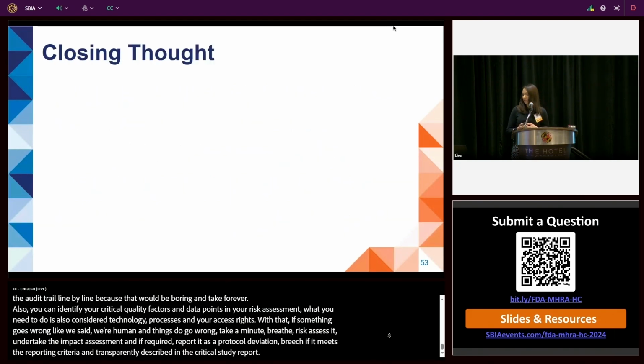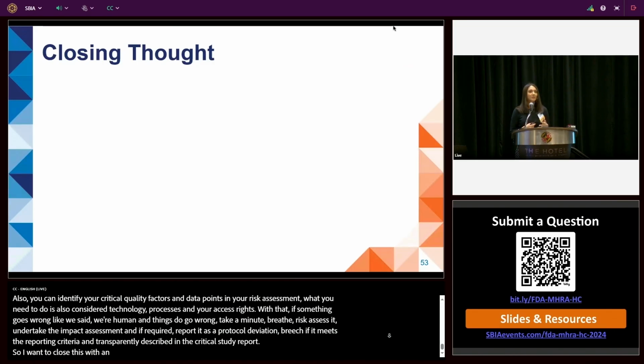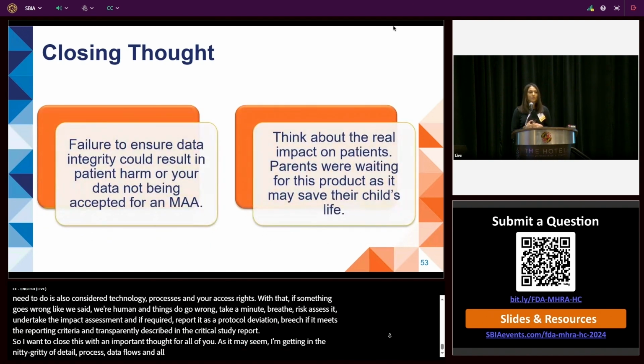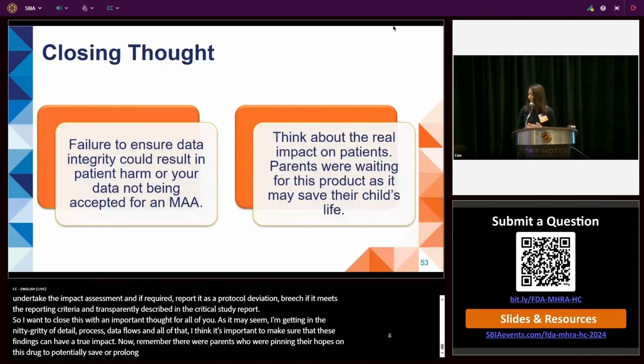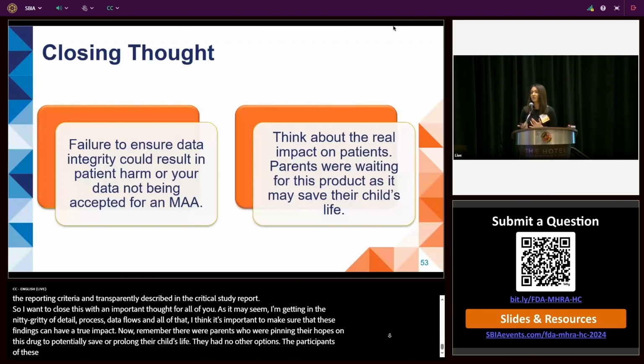So I want to close this with an important thought for all of you. Now, whilst it may seem that I'm getting into the nitty-gritty of detail and process and data flows and all of that, I think it's important to ensure that these findings can have a true impact. Now, remember, there were parents who were pinning their hopes on this drug to potentially save or prolong their child's life, and they had no other options. And the participants of these trials are the heroes, really, of undertaking these trials, undergoing the assessments and the invasive procedures to really answer a very important question of, does the drug work and is it safe?